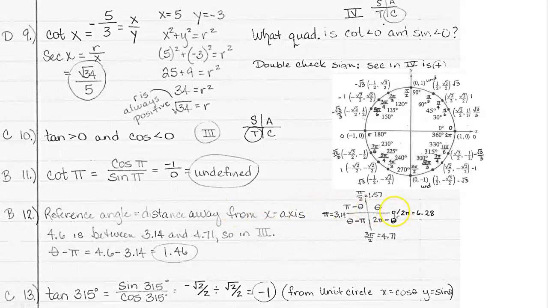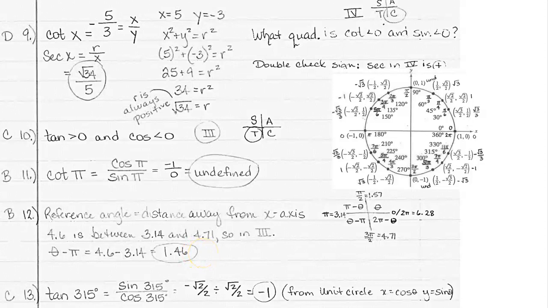Well, this is 0. This is pi over 2, 3.14 divided by 2, so that's 1.57. This is pi, 3.14. This is 3 pi over 2, so 3 times 3.14 divided by 2 is 4.71. And this is 2 times 3.14, so 6.28. So my angle was 4.6, and so 4.6 is in here between 3.14 and 4.71. So that means that I'm going to take my angle 4.6 and subtract pi, 3.14. So my angle 4.6 minus 3.14 gives me my reference angle of 1.46.